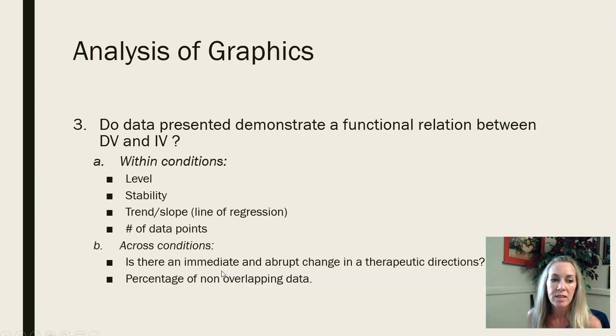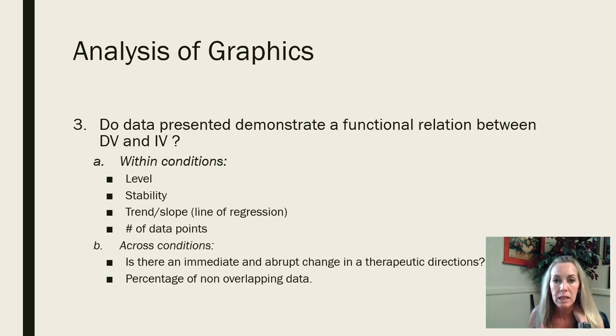And of course, we want to know about that functional relation between the DV and IV. We might have experimental control because we have 3 replications of effect, but have the data changed across conditions in a way that is important? Well, what do we need to look at? First of all, we look at level.